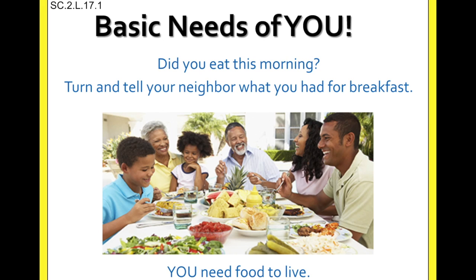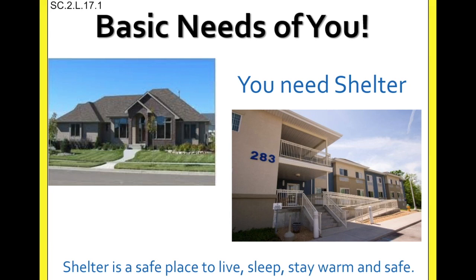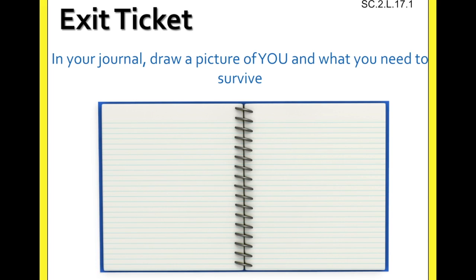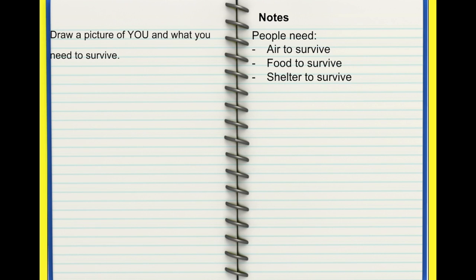I forgot to eat breakfast. I'm waiting on lunch to come around. So right now my tummy is grumbling because we are hungry, because we need food to live. Basic needs of you. You need shelter. A shelter is a safe place to live, sleep, stay warm and safe. So we all have different needs.